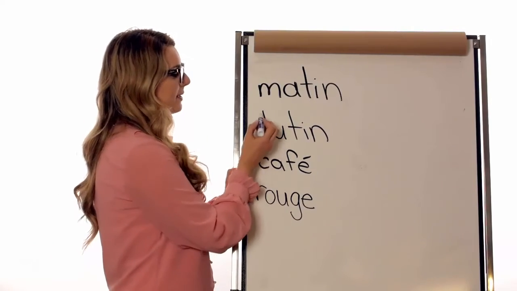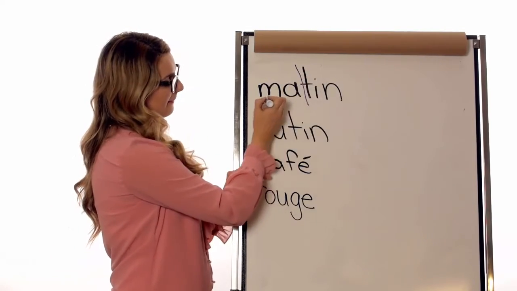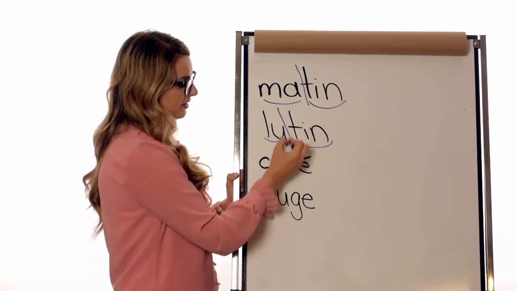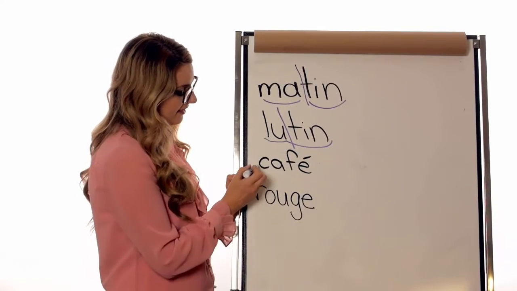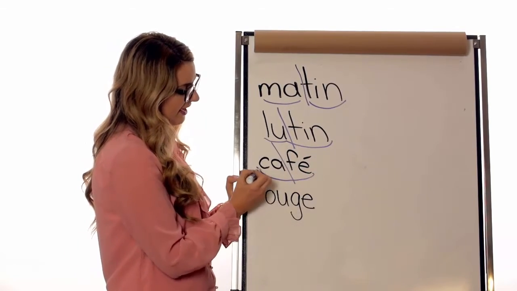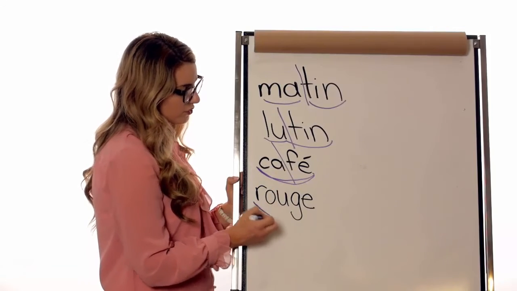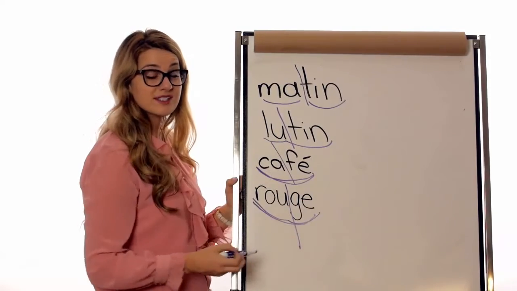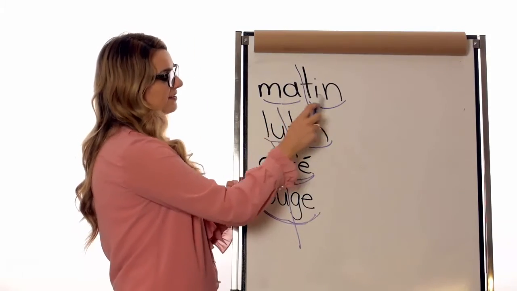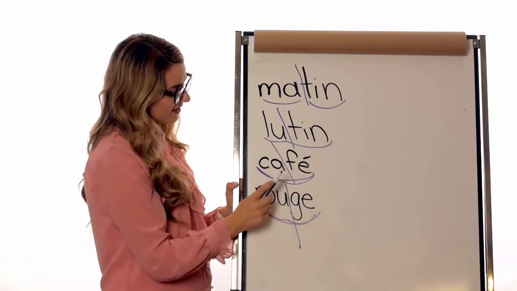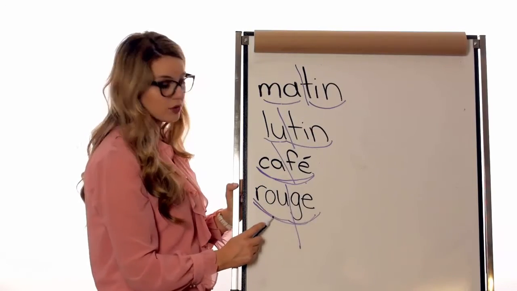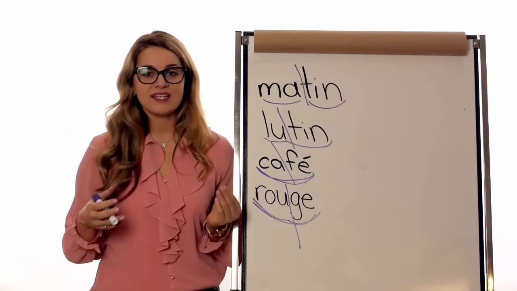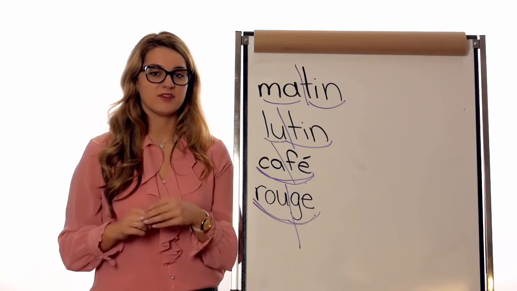So we have matin, matin. Here, lutin, lutin. Café, café. Rouge, rouge. Again, all these words only have 2 syllables. Matin, lutin, café, rouge. Wonderful job. Again, just simply breaking down the words into syllables will be very helpful.